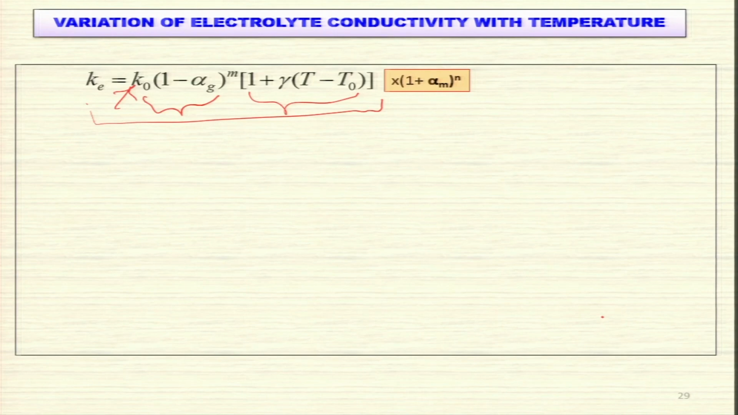So you have to calculate the value of alpha m. Please note it carefully, it may increase the conductivity or it may decrease the conductivity, depending upon the sludge that is being formed. So this plus is not always plus, it may be minus also in certain cases. And if you use this particular equation for the calculation of conductivity of the electrolyte, you get better results.